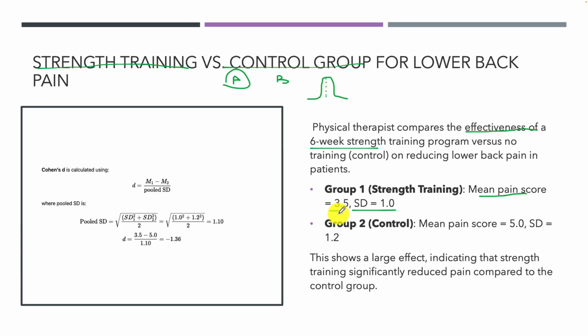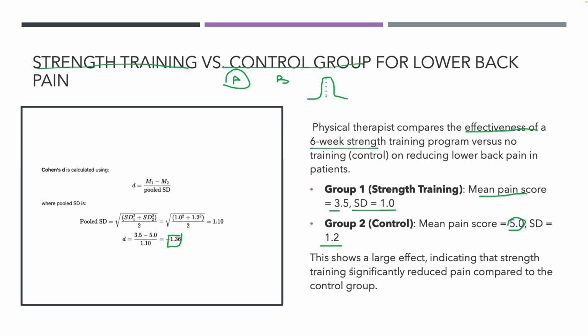Okay, control group or group 2, their mean pain score is 5, right? It's higher, and their standard deviation is greater. So that's a 1.2. So now this is what I do to calculate Cohen's d, right? D equals group 1 minus group 2, and it's divided by the pooled standard deviation. It looks like this. And then I get this score here, 1.36.